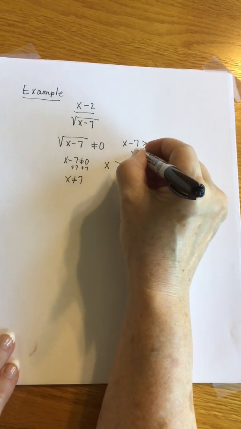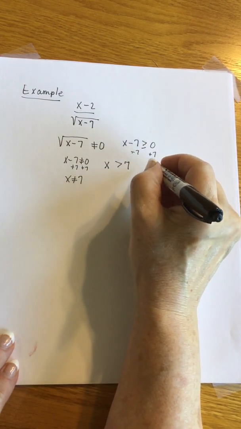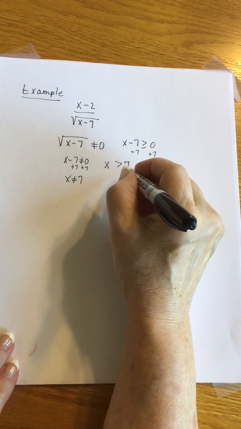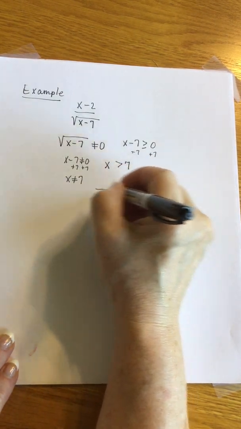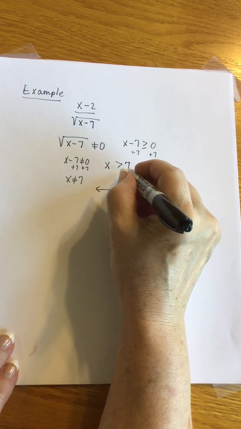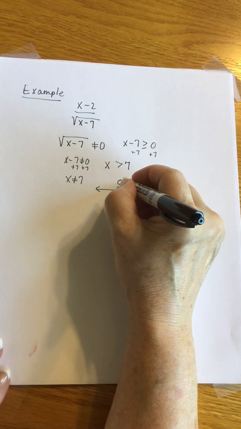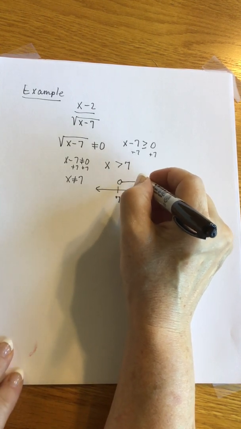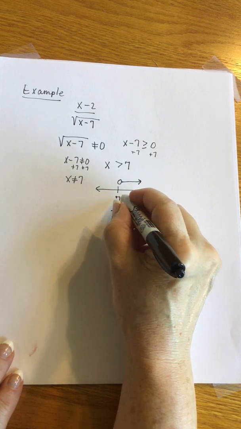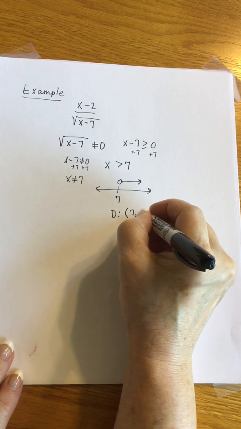So when I added 7 to both sides, instead of saying x is greater than or equal to 7, we could just have x is greater than 7. So when we graph that, we have 7. It can't be equal to 7, so we have an open circle, and x greater than 7 is going to be everything to the right. So now when we write our domain in interval notation, we're starting with 7, but it's an open circle, so it's parentheses, 7 to infinity.